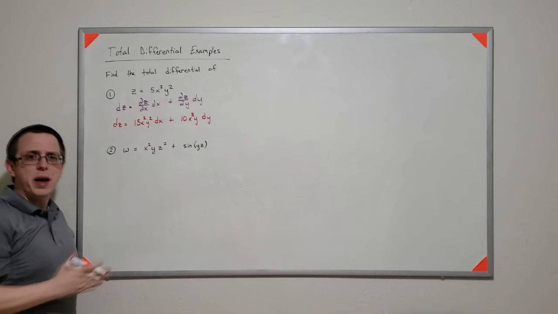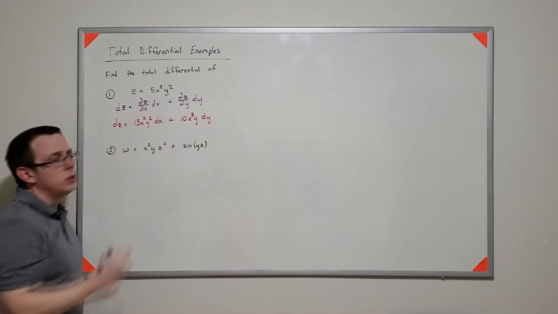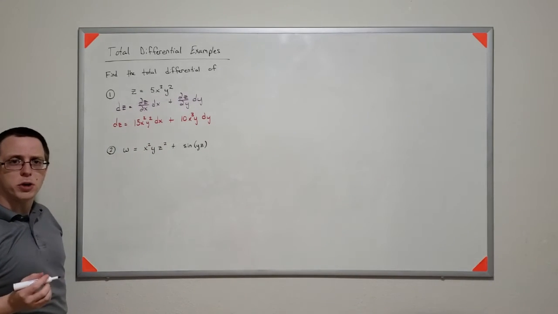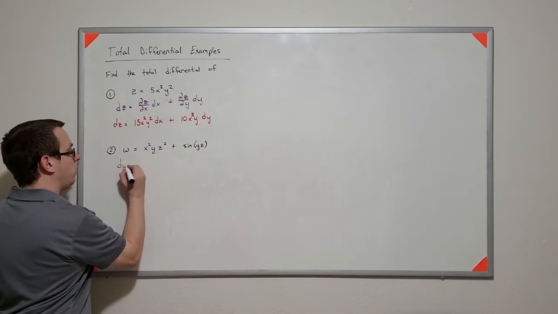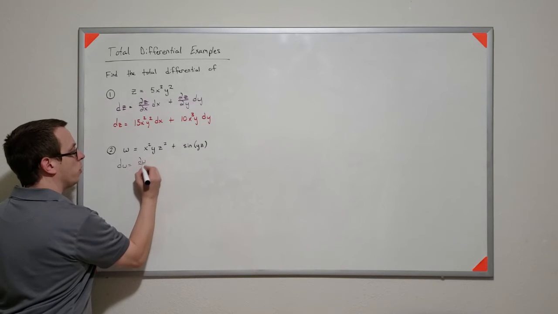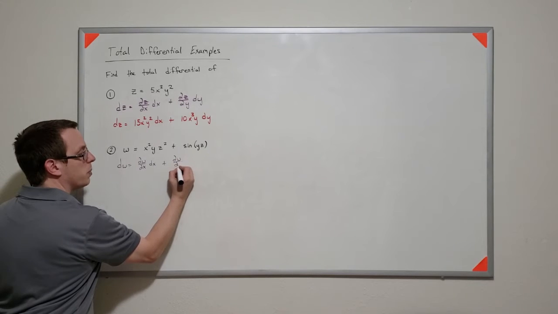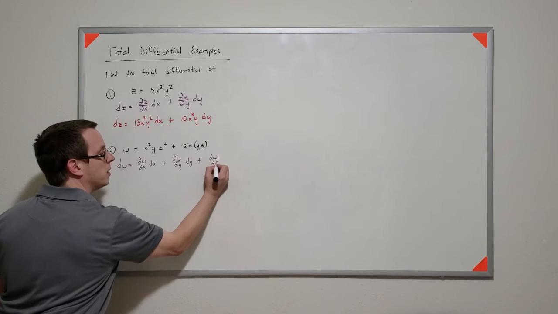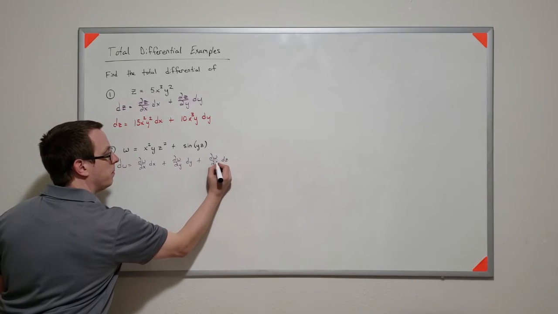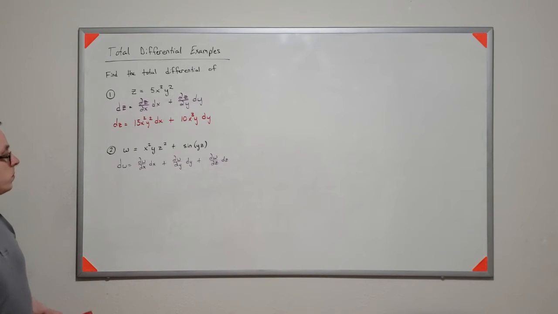Now we have a w, a function of 3 variables. So instead of having 2 components for our total differential, we're going to have 3 components. So dw equals the partial with respect to x dx plus the partial with respect to y dy plus the partial with respect to z dz. It works pretty much the way you'd think it would work. So let's find these partials.